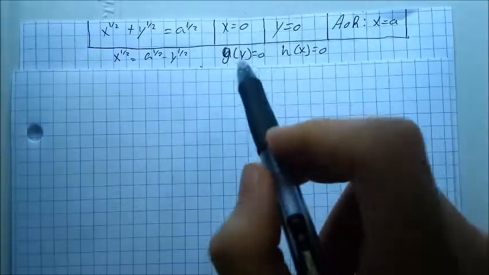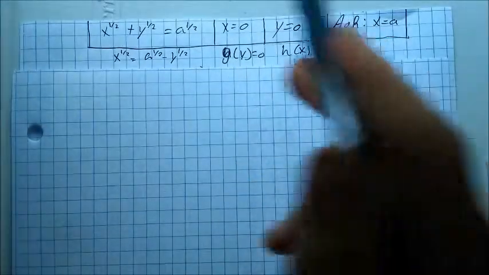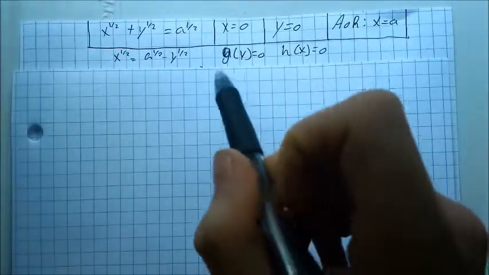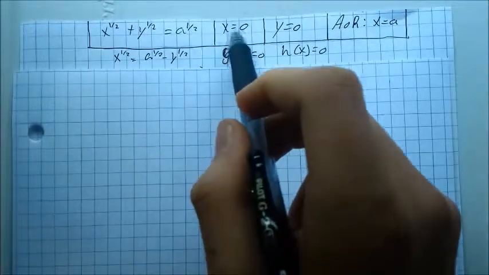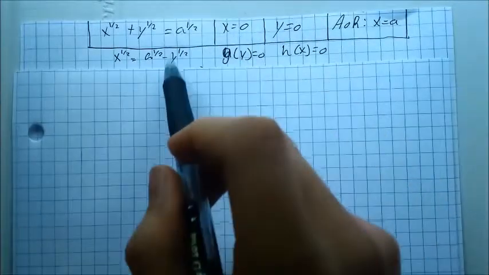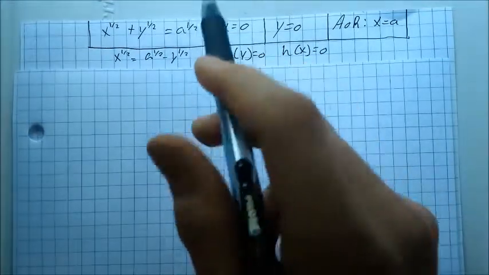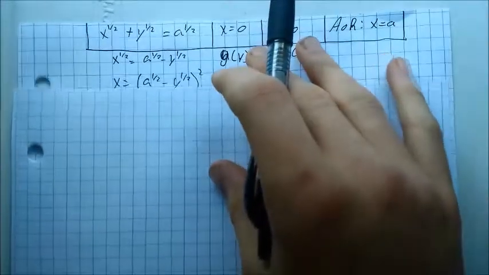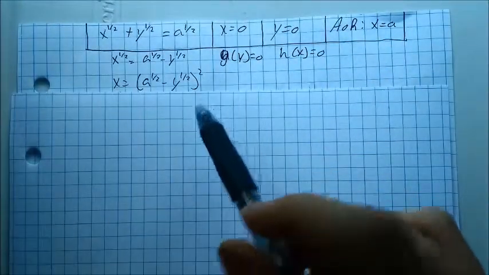And so now we have one function expressed in terms of y like we wanted. We want another function, and we want this function because this is the only other one that we can express in terms of y. And so to express this function in terms of y, we need to solve for x like we did up here. And so we start off by subtracting the y to the 1/2 over to get our x isolated, and then square both sides to get rid of the exponent. So we have x equals (a to the 1/2 minus y to the 1/2) squared.